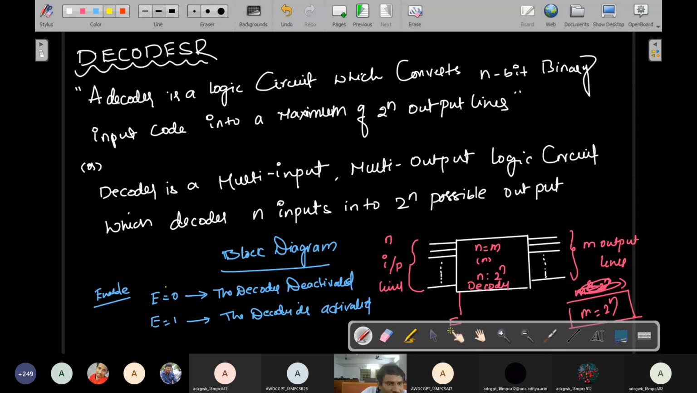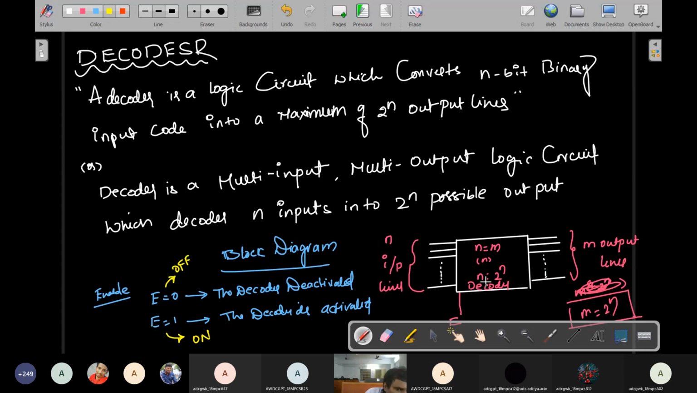Understand? So if enable is 0 it is the off state. Off state means deactivated state. So this is the on state. Understand? So switch on, switch off conditions: if you are given enable always maintained at high, your decoder is in switch on condition. When enable is 0, your decoder is in switch off condition. Understand? Okay.